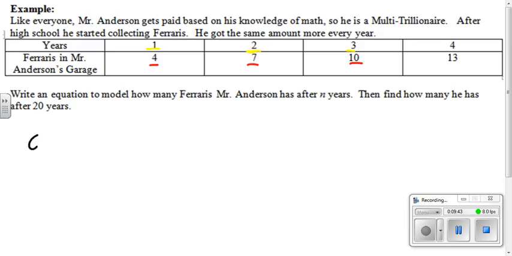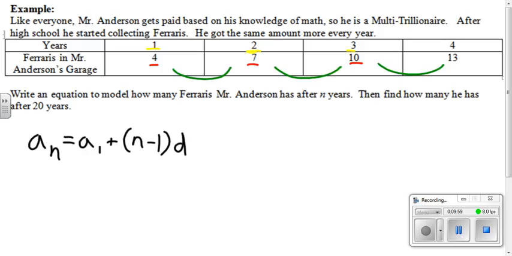So remember, we use a sub n equals a sub 1 plus n minus 1 times our common difference d. Well, each time from 4 to 7, 7 to 10, 10 to 13, our common difference is 3. Mr. Anderson's getting 3 more Ferraris every year. So this piece becomes 3. In fact, I'll just plug in a sub n equals our a sub 1, this term over here, is 4. He starts with 4 that first year.